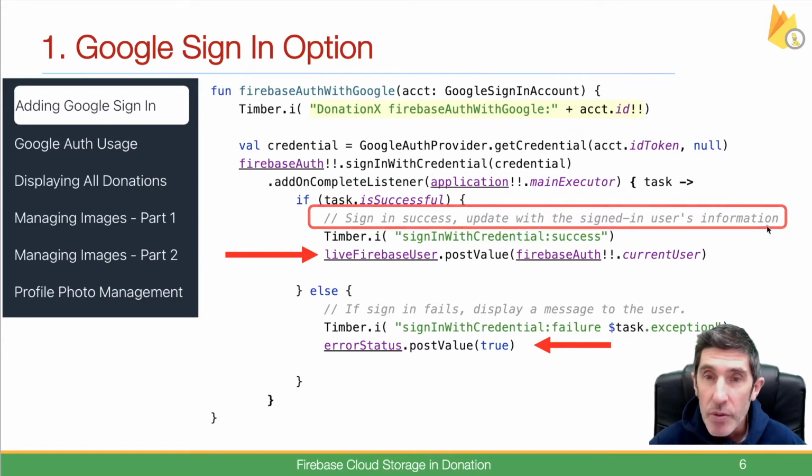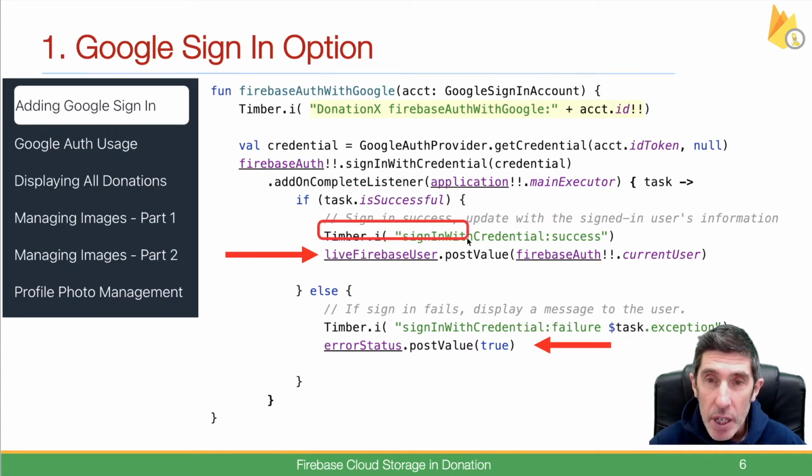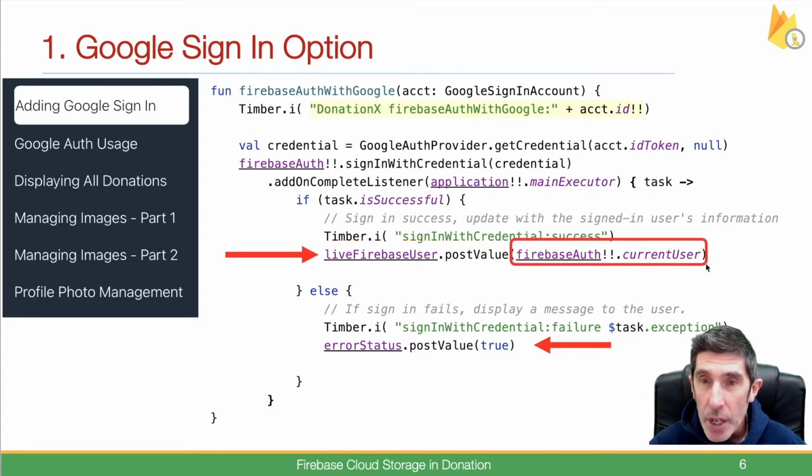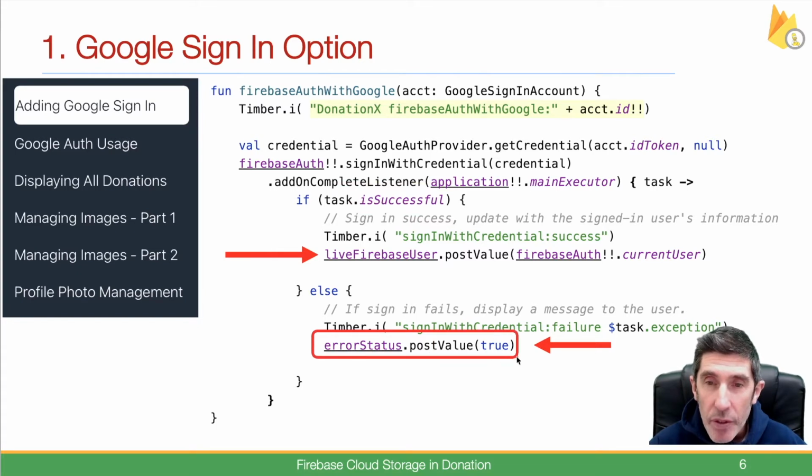So all I'm doing here is just a little log to the console. Again, in a release version, we probably wouldn't want to have these in there, but we update our live Firebase user with that now Firebase auth current user. Okay, so our live Firebase user will now be tied to a Google user as opposed to that standard email password validation. And otherwise, if it's not successful, so if something happens along the way and we don't sign in correctly, we don't authenticate, I keep track of this error status as well, so that we can refer back to this.